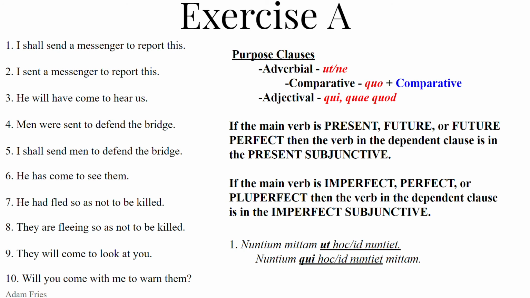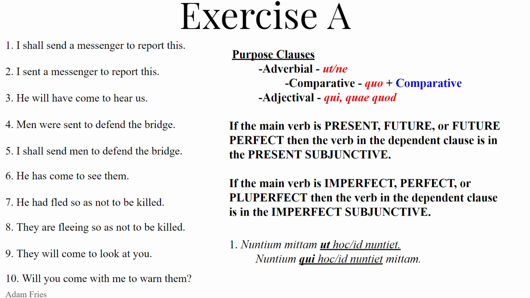I'm going to make it the verb. So will you come? You will come is venies. I'm going to say veniesne. With me is not cum me, but me cum. Veniesne me cum. Will you come with me? So that we may warn them. Will you come with me so that we may warn them?